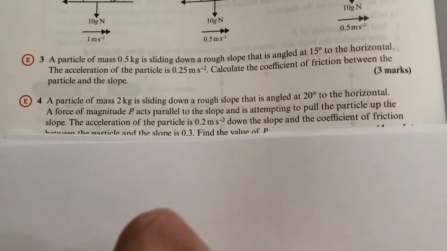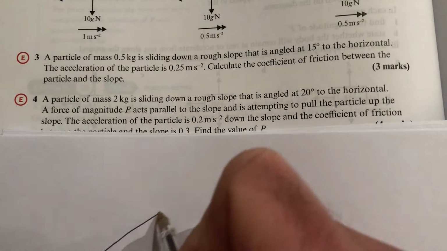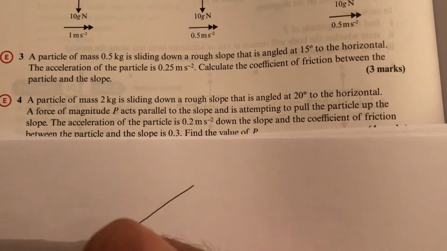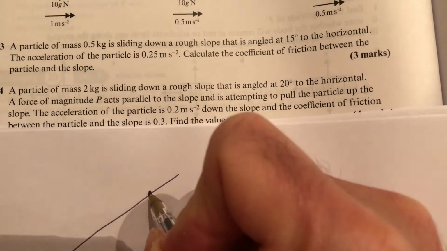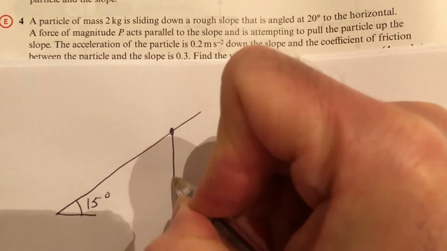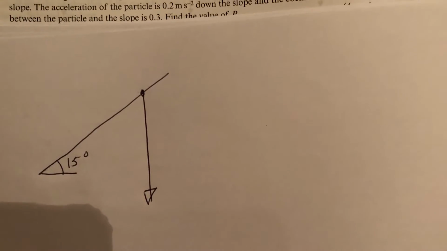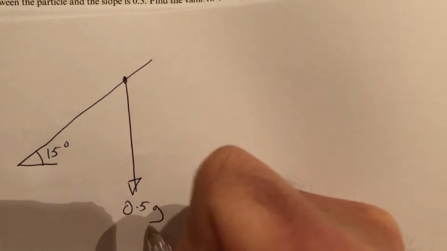Okay, so what I'm going to do is a bit difficult because I'm holding the phone at the same time. I'm going to have a go. There we go, that's the slope. Ooh, it doesn't quite look like 15 degrees, but never mind. So there's the object there. Right, so the weight, I'm going to have going all the way downwards like that. And it said it was 0.5 kilograms, so I could put 0.5g like that.